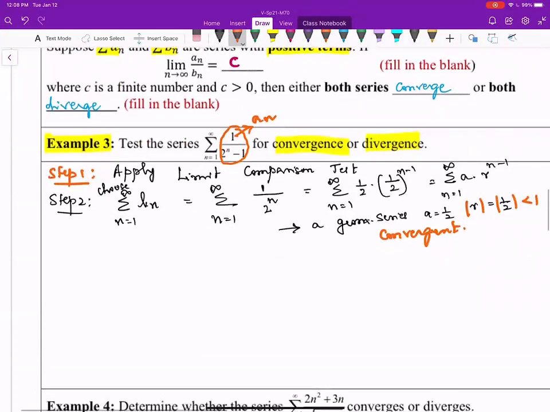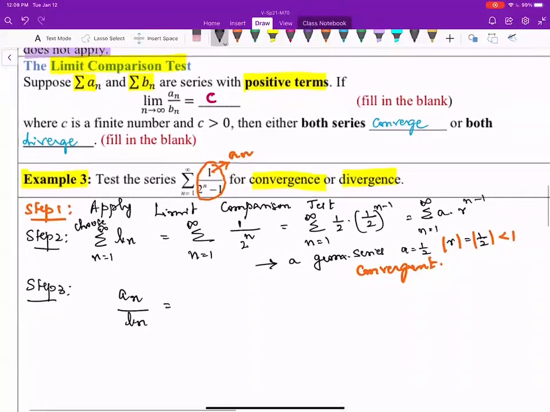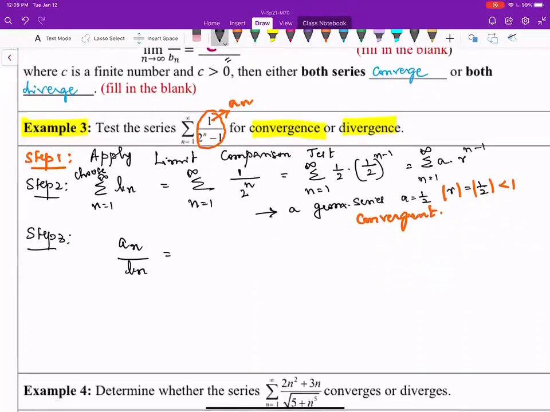And now we are going to apply the test. So now you do an over bn. We have to show that the limit as n approaching infinity, the value that you get for this limit should be finite and positive. So it is an over bn. An is the nth term of the given series. Bn is the one that we have chosen, which is 1 over 2 to the power n, a geometric series. And we simplify this, it is 2 to the power n over 2 to the power n minus 1.